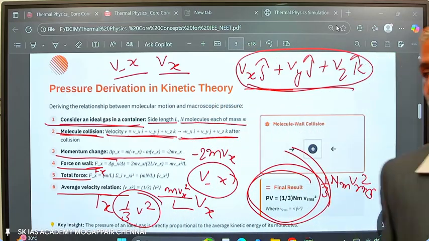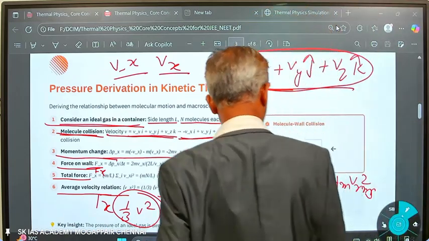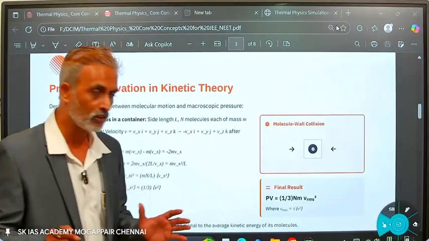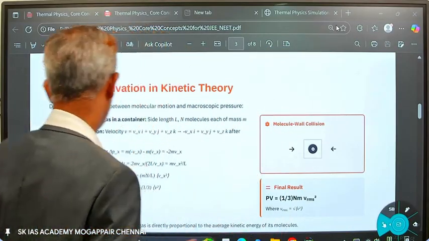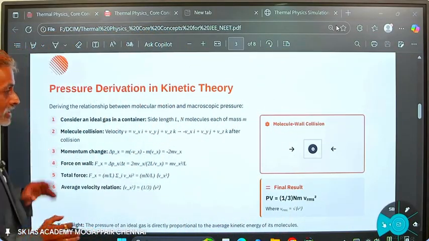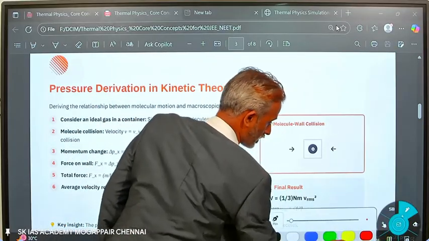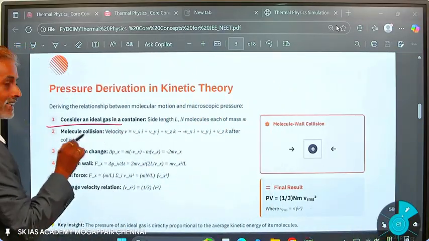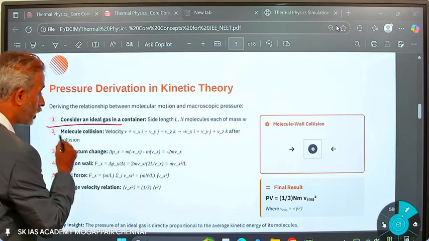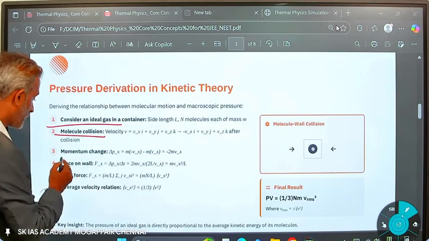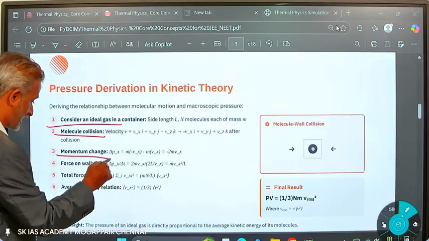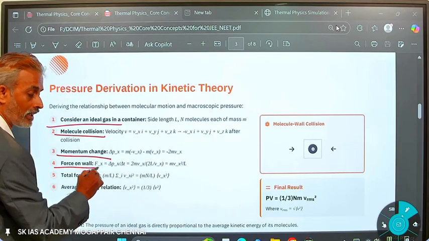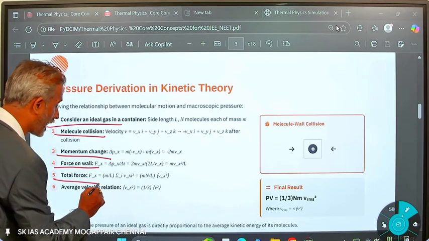Again, I am going to explain the derivation part. You have to consider the six steps. First, an ideal gas in a container. Second, molecular collision. Third, momentum change. Fourth, force on wall. Fifth, total force.